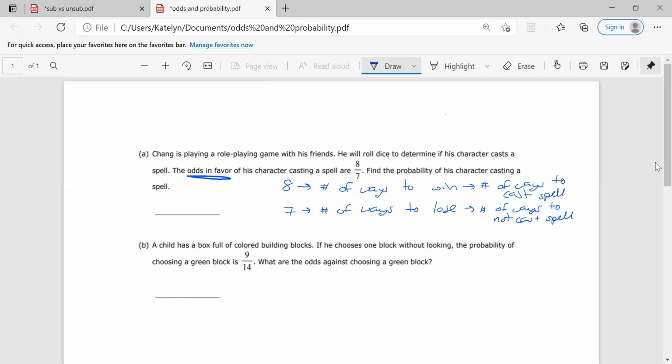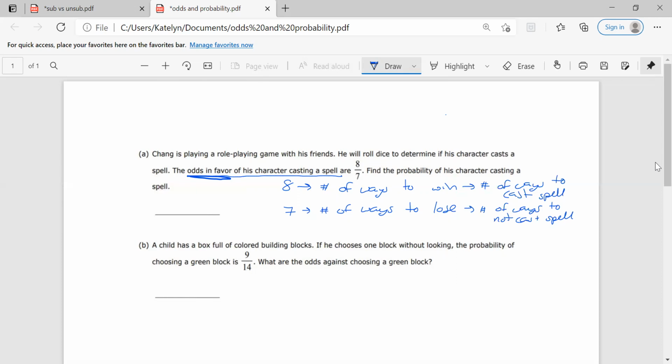And again, make sure you read the sentence. It says in favor of casting the spells, so that's telling you what the numerator is going to be. If it said against, then these would be flipped. The 8 would be the number of ways to not cast it, and the 7 would be the number of ways to cast it.